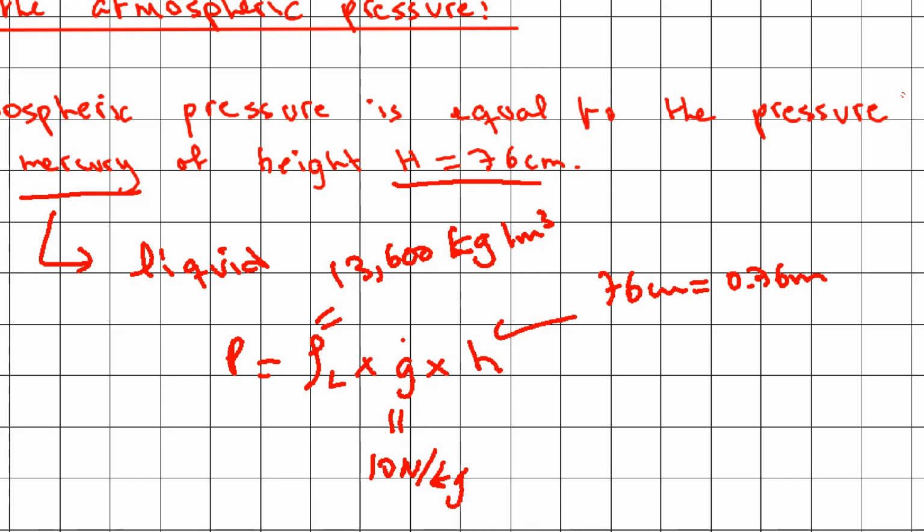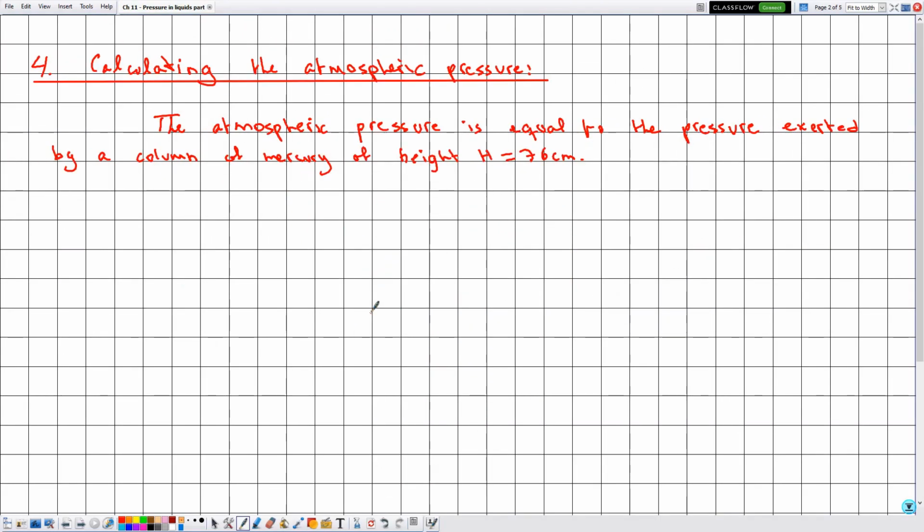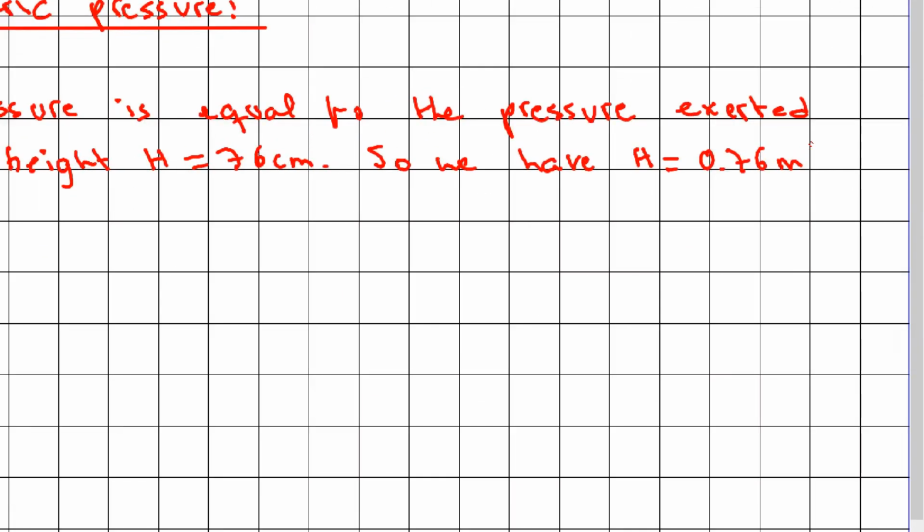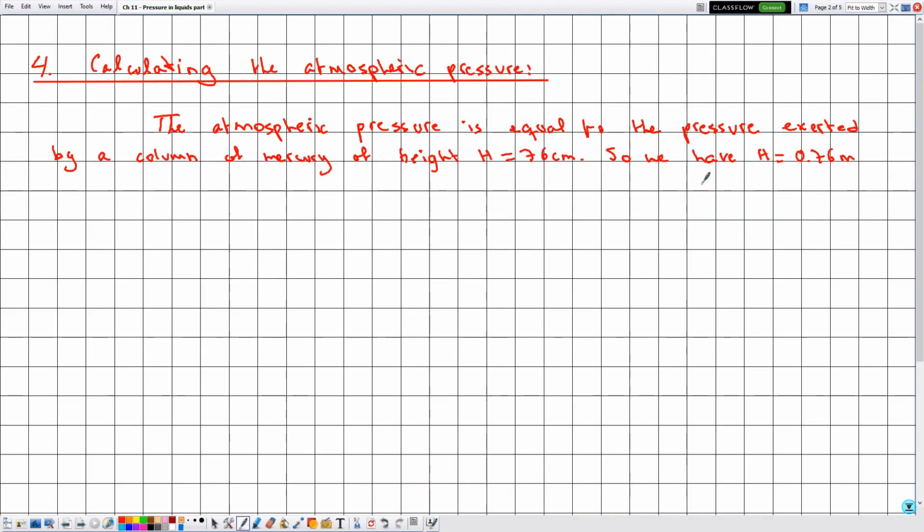So after we calculate the value of the pressure due to this liquid at this depth or height, this pressure represents the atmospheric pressure. So let's convert H to the SI. So we have H equal to 0.76 meters, because from centimeters to meters we simply divide by 100.